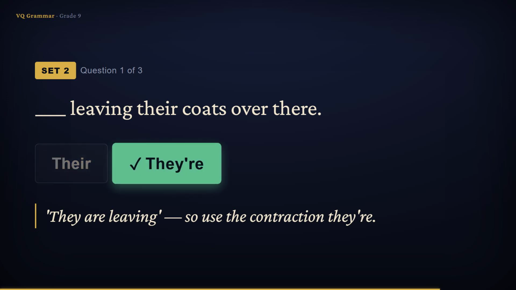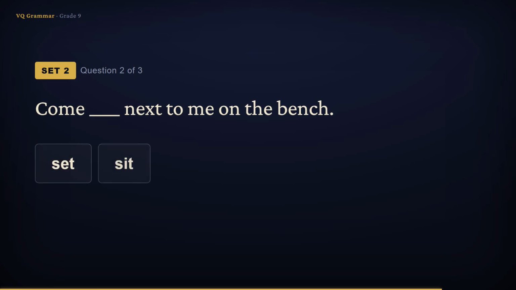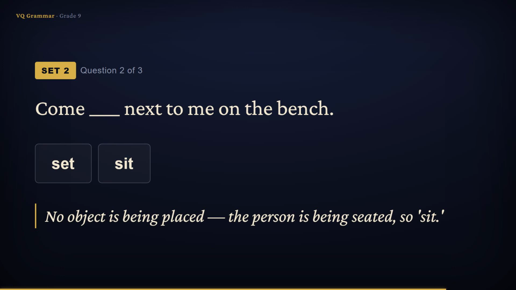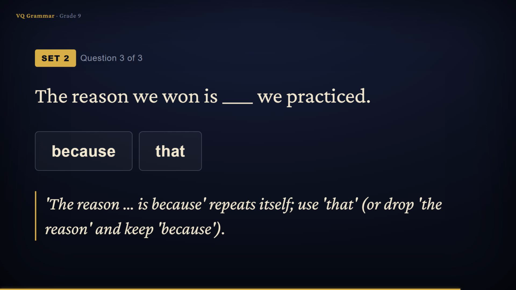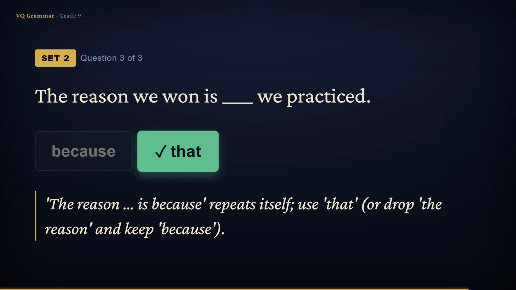The answer is there. Come set or sit next to me on the bench. Is a thing being placed? No, someone is simply taking a seat. No object means sit, so the answer is sit. The reason we won is because we practiced, or is that we practiced. Remember, reason and because say the same thing, so pairing them is redundant. With the reason already there, we finish with that. So the answer is that.